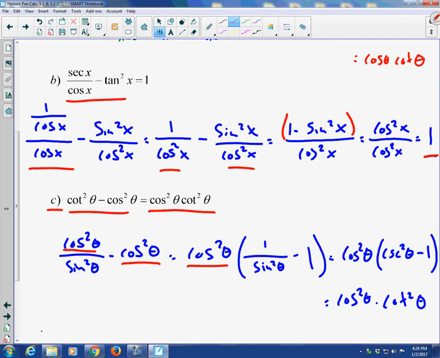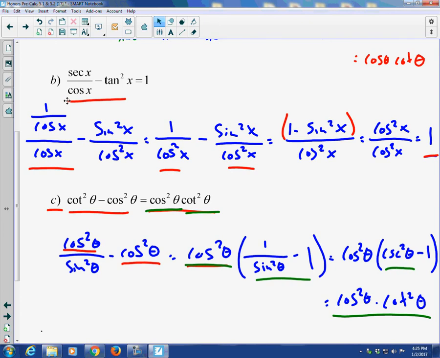Our target expression helps us a little bit here because it has cosine squared theta in it. So if I factor out that cosine squared theta, I'm multiplying by cosine squared, and whatever's left should be equal to cotan squared theta. What's left is 1 over sine squared theta minus 1. Here, 1 over sine squared theta is cosecant squared theta, and then minus 1 we can again substitute with the Pythagorean identity to get cotan squared theta, and there's our target expression.